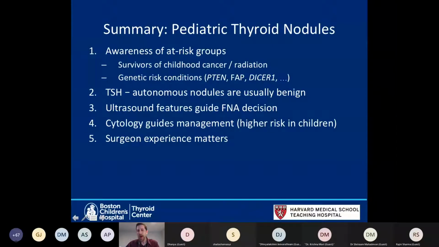I would think in a stepwise approach about this evaluation, identifying at-risk groups, weeding out autonomous nodules, which are generally not malignant, using ultrasound then to guide the decision for FNA, and then cytology from FNA to guide further management, and focusing as best we can on consolidating care among experienced surgeons to optimize outcomes. So I apologize for how quick that presentation was, but I'm more than happy to answer questions and discuss going forward.